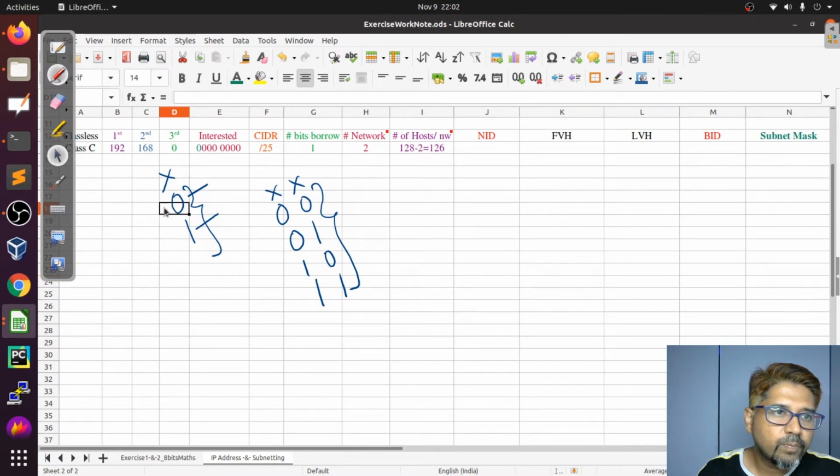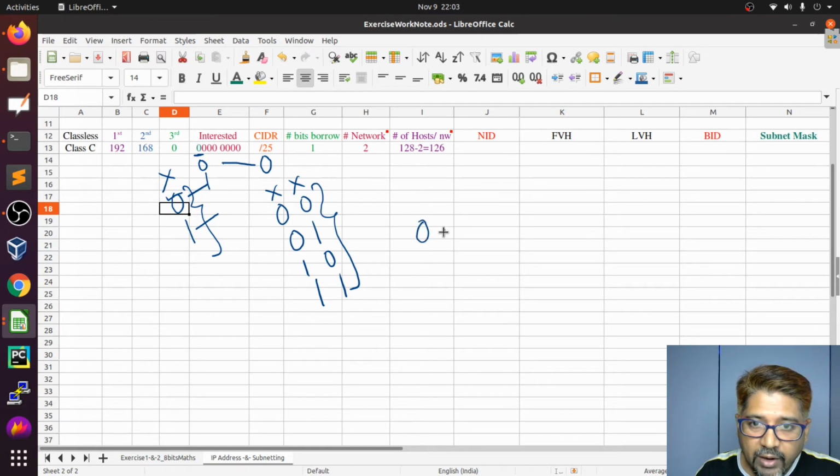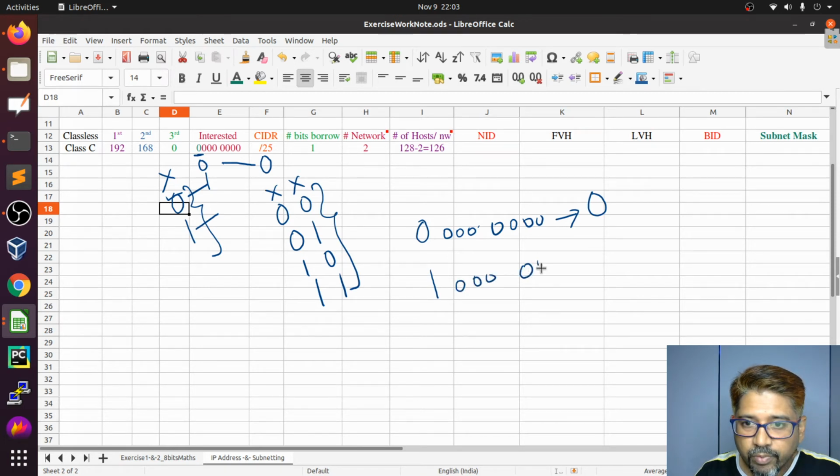If this is 0, then that is one combination, since we have borrowed one bit. This position has two options, 0 and 1. If it's 0, it gives you all 0s, and the decimal value will be 0. It means the first bit is the network bit 0 and all the remaining are 0s. It gives you the first network ID, which is 0. The second network ID is 1 followed by all 0s. Because the network ID always has all host bits 0, as it's the first IP. So 128.